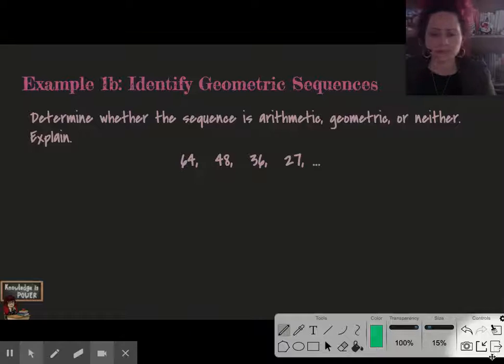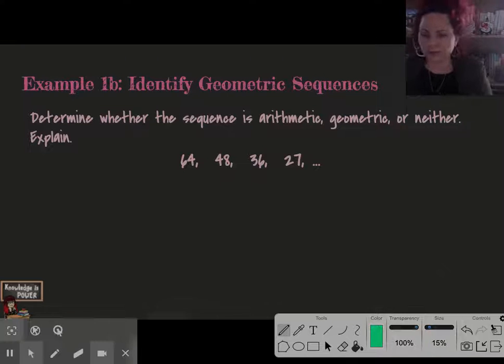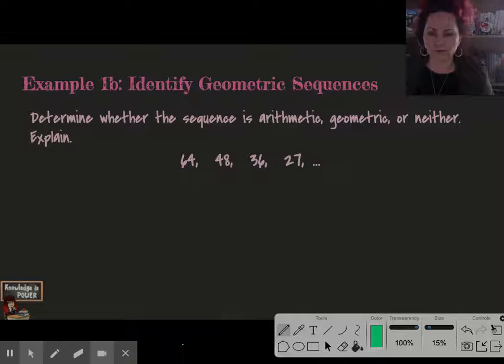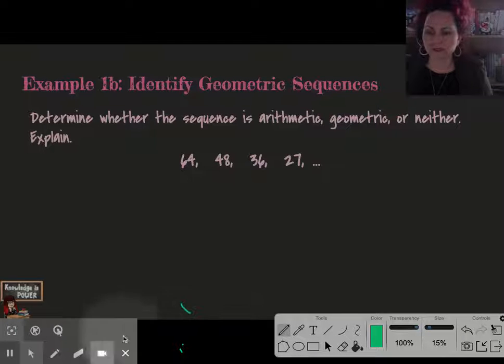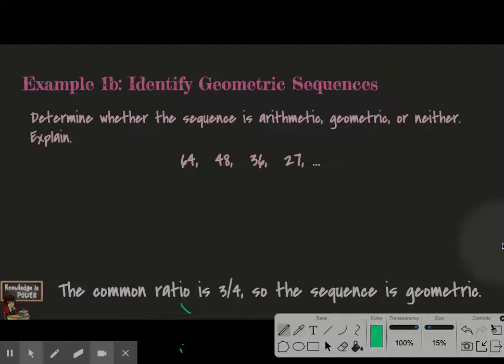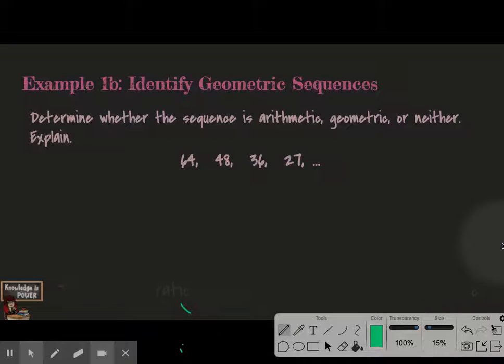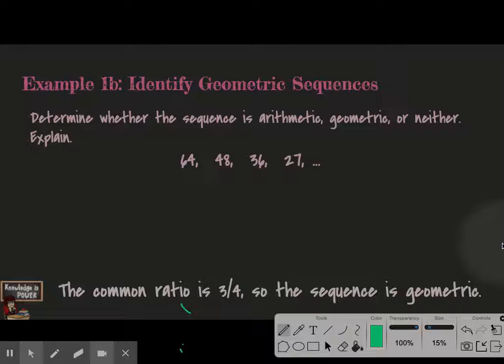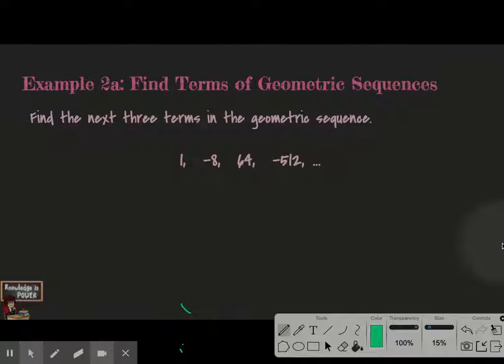Again, if you have any questions on this, just ask me and I will be more than happy to help. Let's go to the next page. All right. So, yay. The common ratio is 3/4, so the sequence is geometric. Lovely. Let's move on.